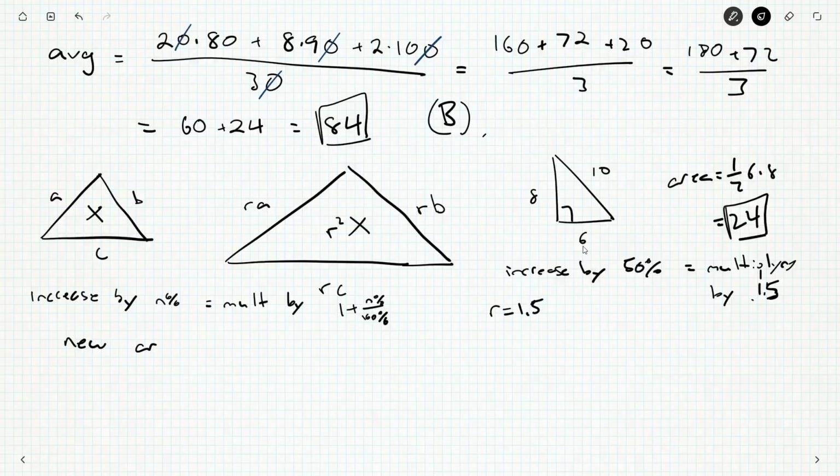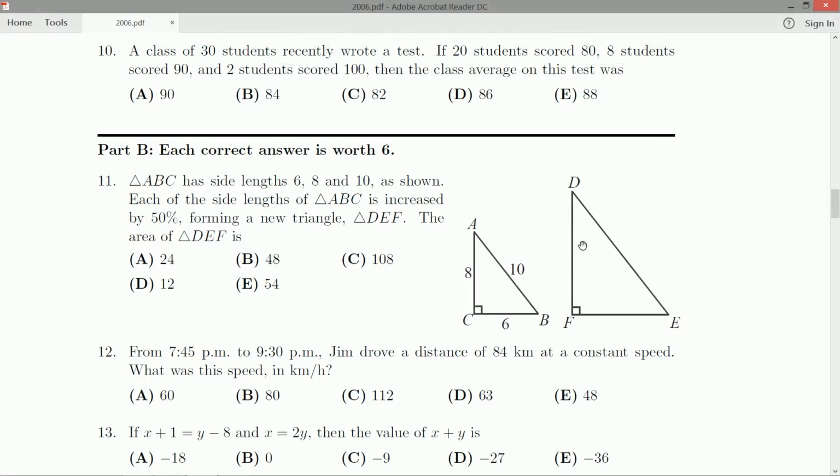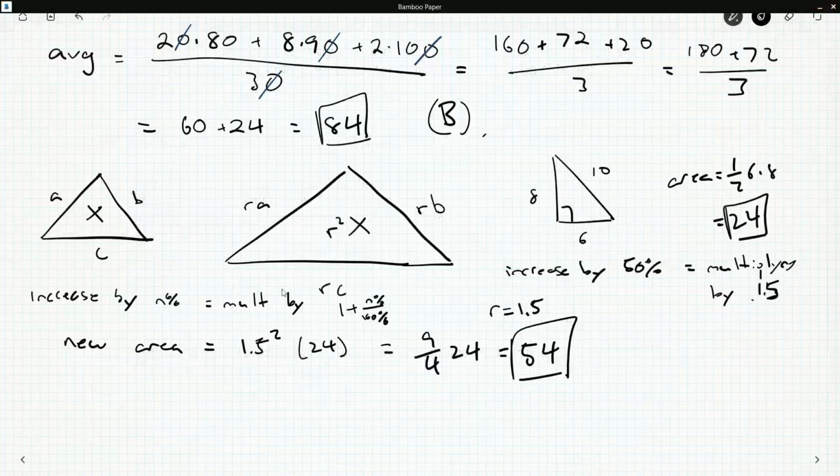So our new area is 1.5 squared times 24, and that's 2.25 times 24. Or I guess I could write the 1.5 as 3/2. So then this would be 9 over 4, 24. I like that better because now the 4 and the 24 cancel out. 9 times 6, we're going to get 54 as our answer. And that is an answer of E down here. Okay, so that's certainly one way to do it.